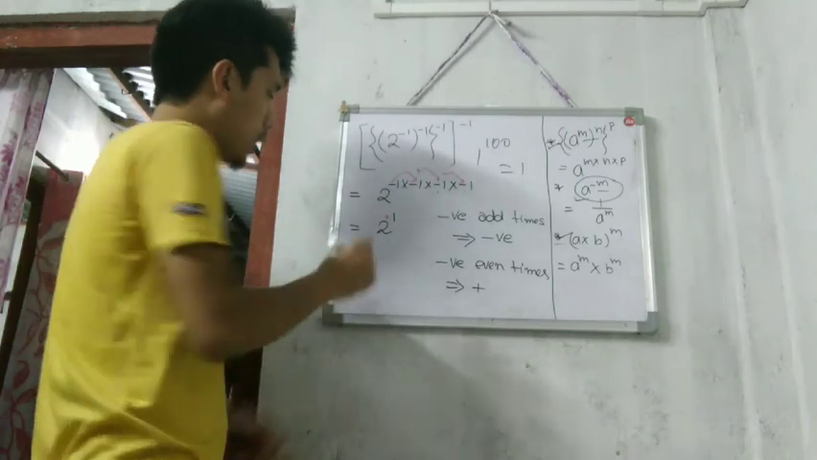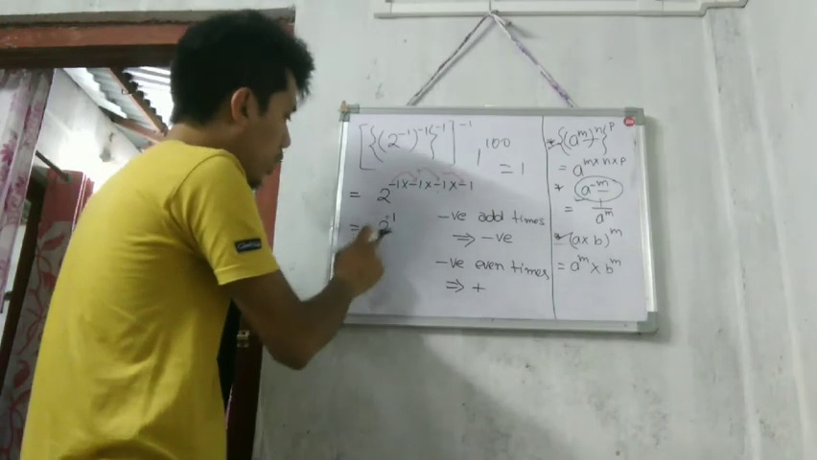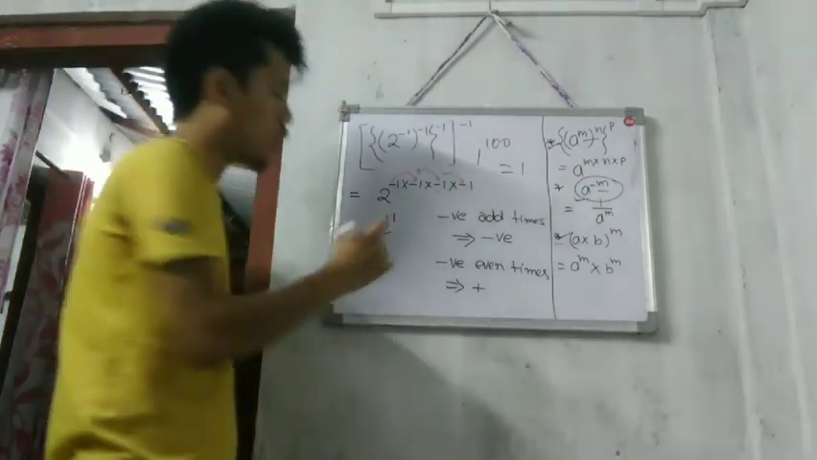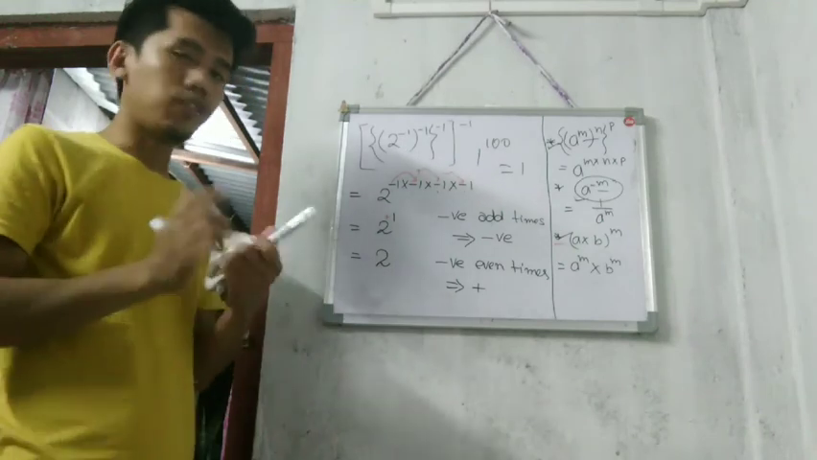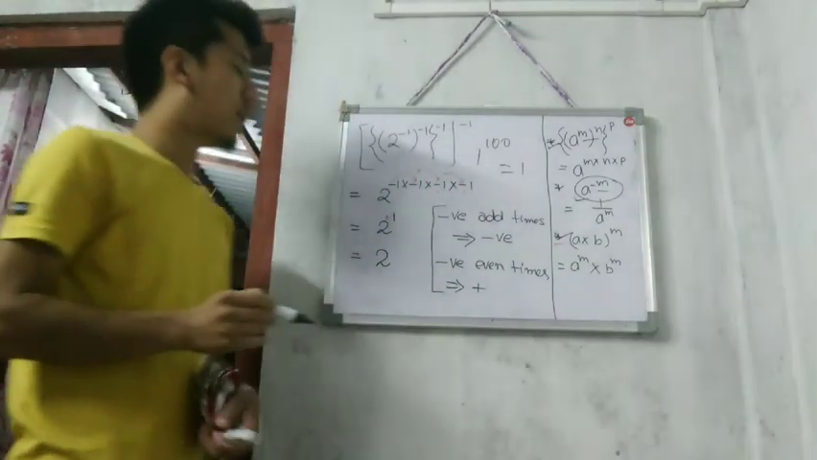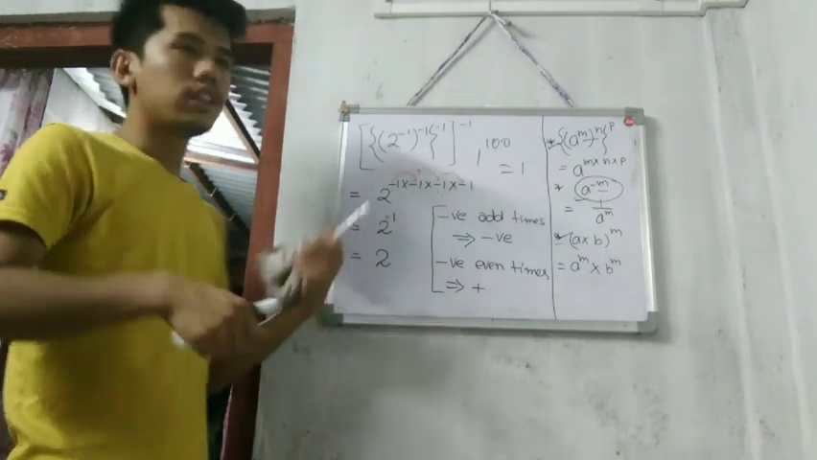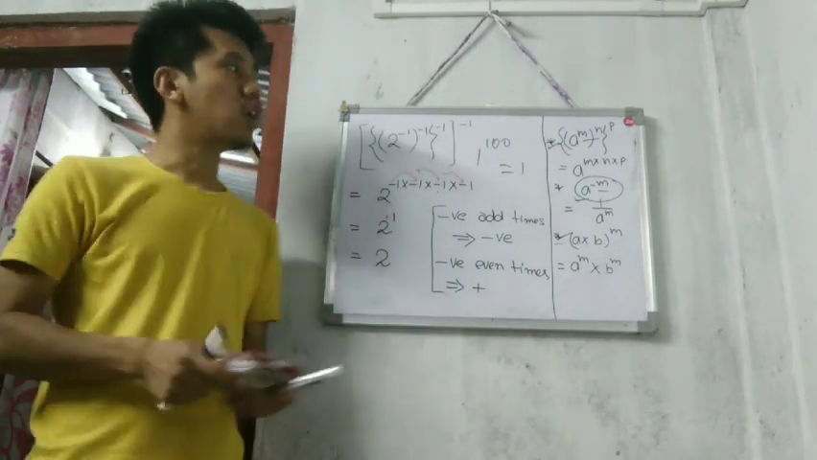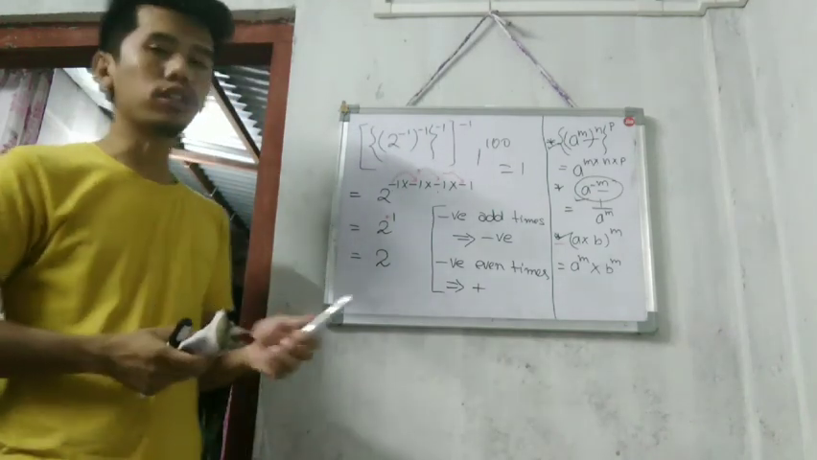And we don't write 1 also, so 2 to the power 1 means simply 2 only. Okay, so this is the answer. If you want to note down, just note down this very point that I have discussed here. In the next videos I'll try to use other formulas also, as we have many formulas and many types of questions here.